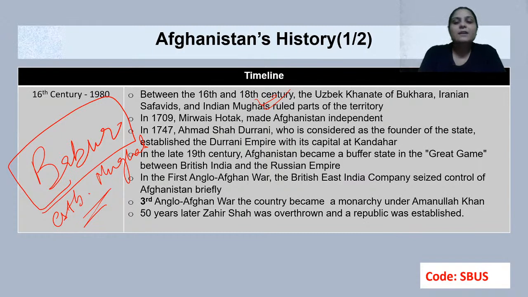Then, in the early 18th century, came Mirwais Hotak. As I had just told you, the Hotak dynasty came into being. He was a local tribesman. So he made Afghanistan independent. He fought all these wars with the Uzbeks, the Iranians, and the Indian Mughals, and made Afghanistan independent. He consolidated the entire Afghan territory, and for the first time, the Afghan entity emerged on the political map of the world.